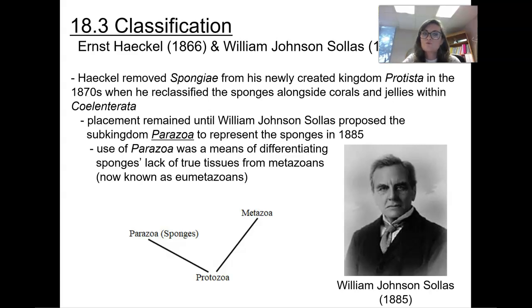Now with him, he's going to remove the sponges from his newly created kingdom Protista in the 1870s when he reclassifies the sponges alongside with corals and jellies within the Coelenterata. The placement is going to remain there until William Johnson Sollas is proposing the subkingdom Parazoa to represent the sponges in 1885. Here, they do this because sponges are going to lack what they call true tissues from the metazoans. And the true tissues are basically going to be tissues that are specialized to do specific things. Most of the tissues within sponges all do the same thing.